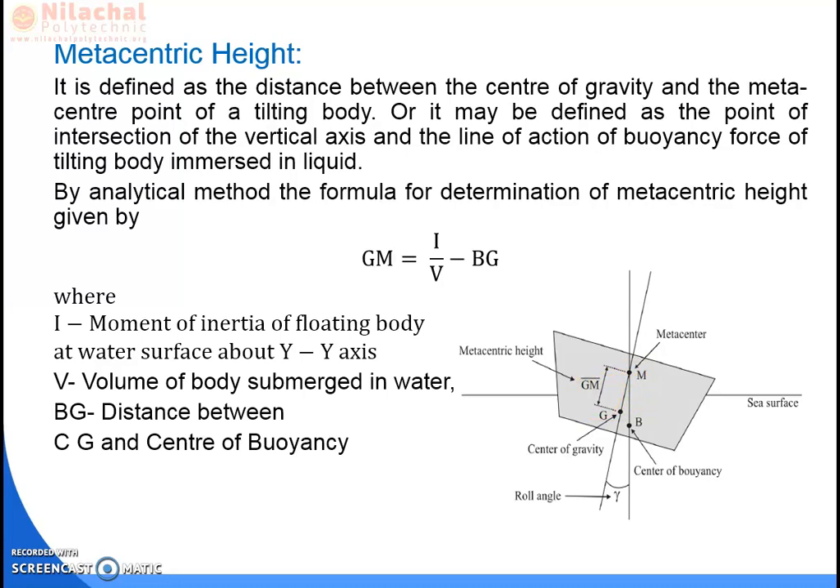There are different methods used for determination of metacentric height. By the analytical method, we can determine the metacentric height as GM is equal to I by V minus BG, where I is the moment of inertia of the body about the vertical axis, V is the volume of body actually immersed inside the liquid, and BG is the distance between the center of buoyancy and the center of gravity of the body.